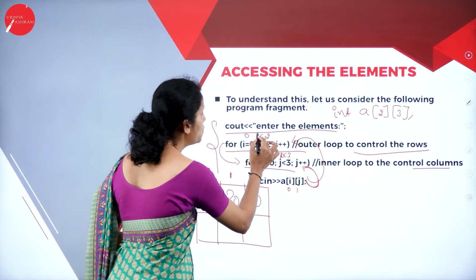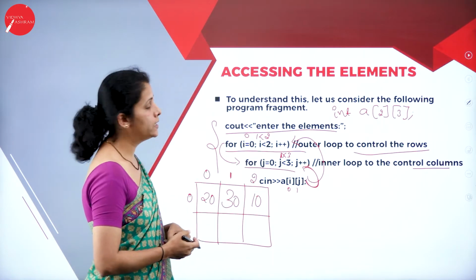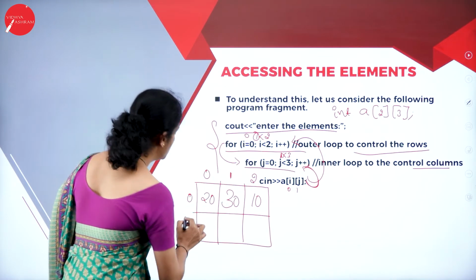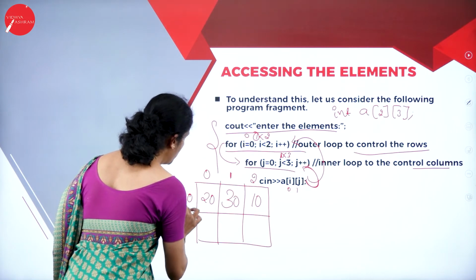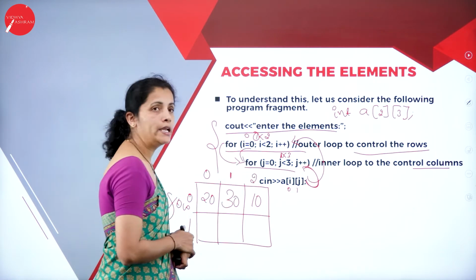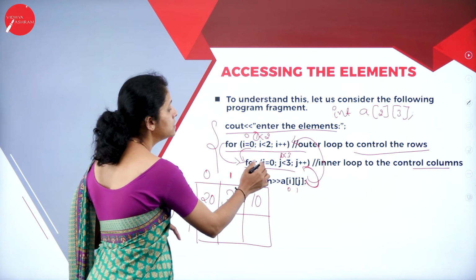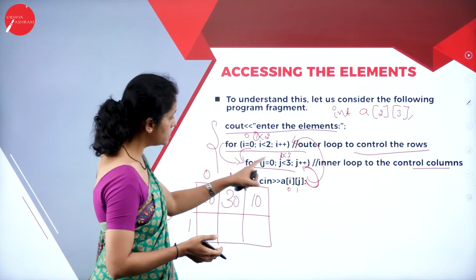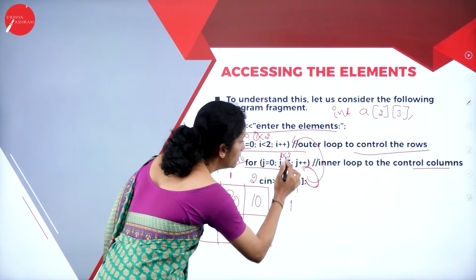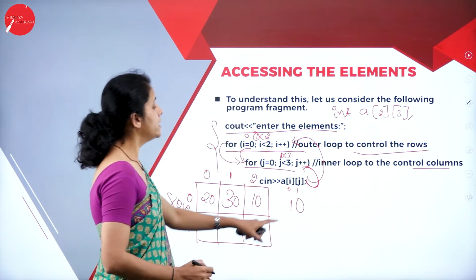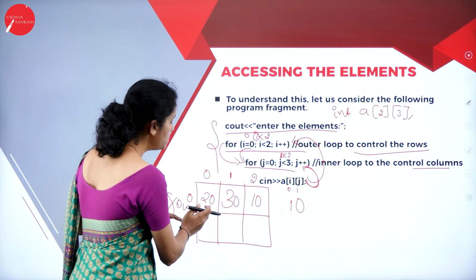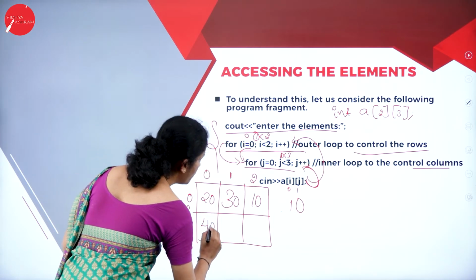Now I is 1. 1 less than 2. It is true. That is nothing but my first row. Now once again, I'm going to enter into the inner for loop, that is J. J is 0. 0 less than 3. The condition is true. Now A of I, I is 1. What is J? It is 0. So in the place of 1,0, that is row 1 and column 0, I'm going to store 40.